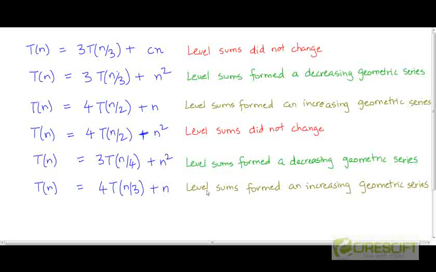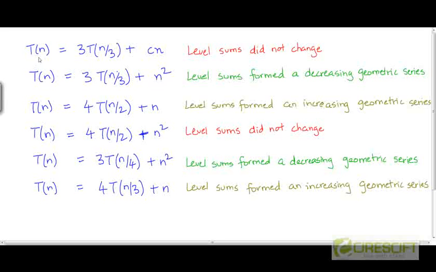In the last several videos, we used the recursion tree method to solve a variety of recurrences generated from divide and conquer algorithms. For some of these recurrences, we saw that when we drew the recursion tree, the level sums did not change down the tree. For some other recurrences, we saw that the level sums formed a decreasing geometric series. And for some other recurrences, we saw that the level sums formed an increasing geometric series.